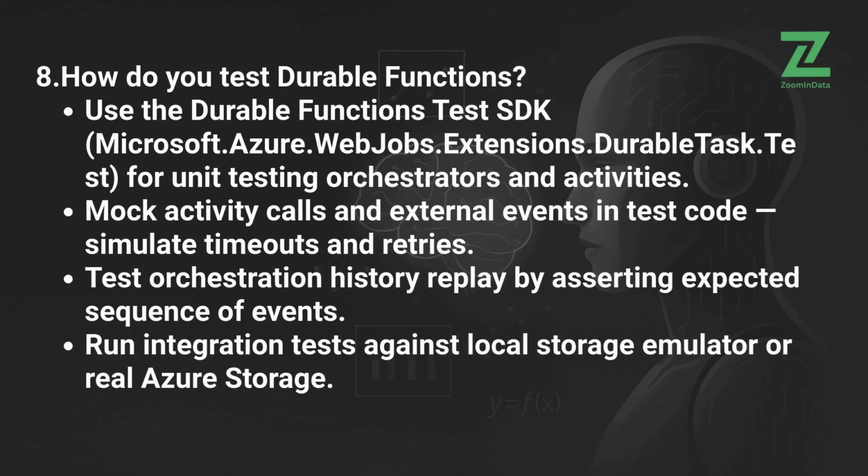How do you test durable functions? Use the Durable Functions Test SDK, Microsoft.Azure.WebJobs.Extensions.DurableTask.Test, for unit testing orchestrators and activities. Mock activity calls and external events in test code, simulate timeouts and retries. Test orchestration history replay by asserting the expected sequence of events. Run integration tests against local storage emulator or real Azure storage.